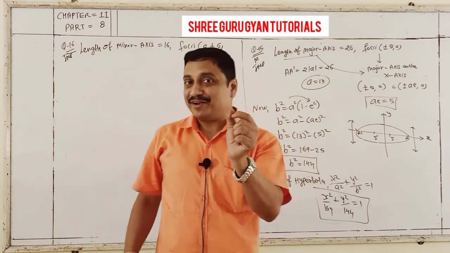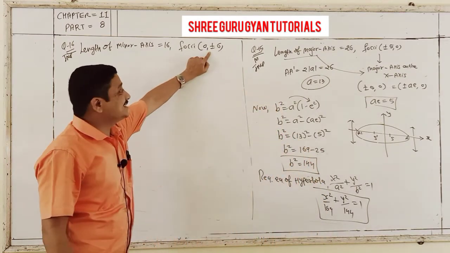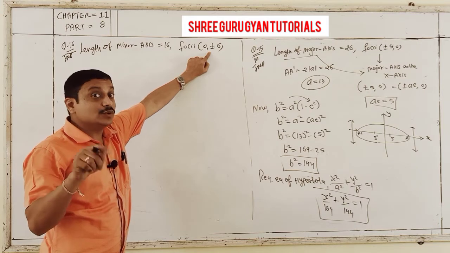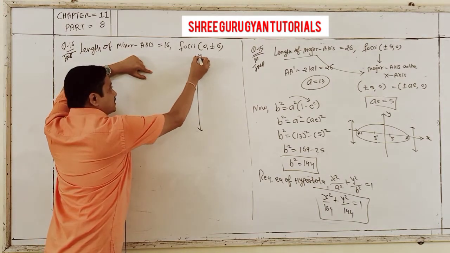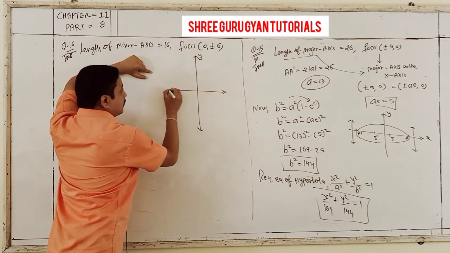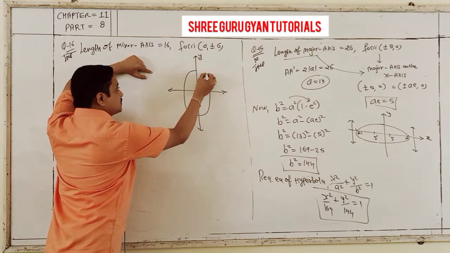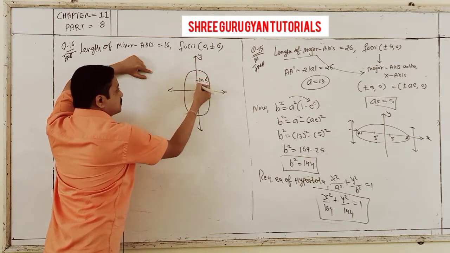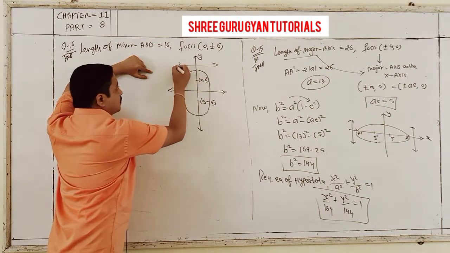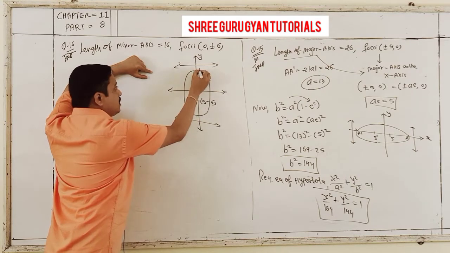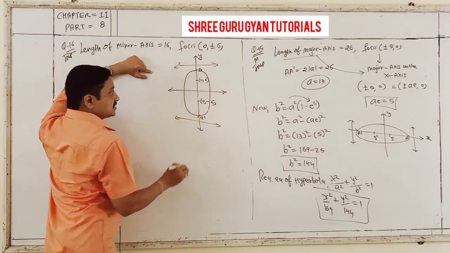I again repeat, focus on y-axis, major axis on y-axis. Means here you are drawing on the y-axis, plotting this, your ellipse, 0, 6, 0, minus 6. That's your 2 points. B dash is your major axis.